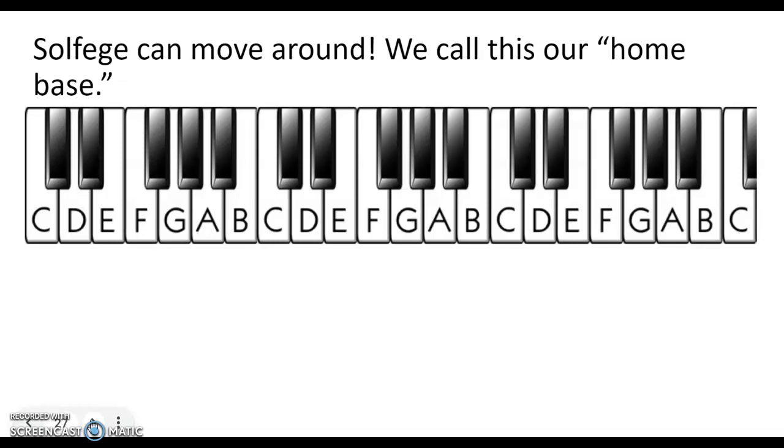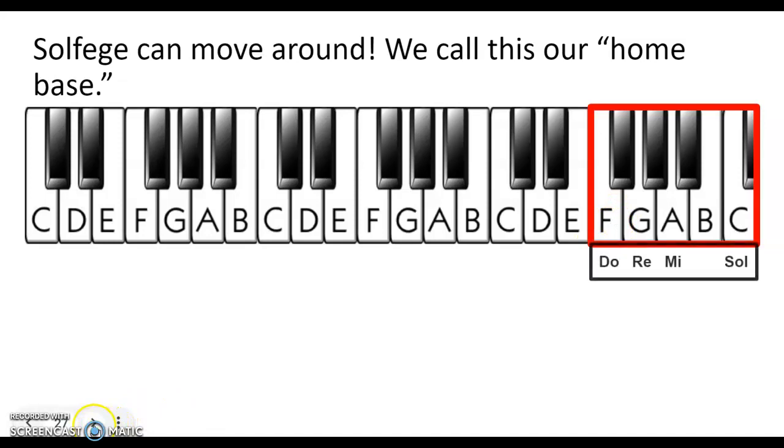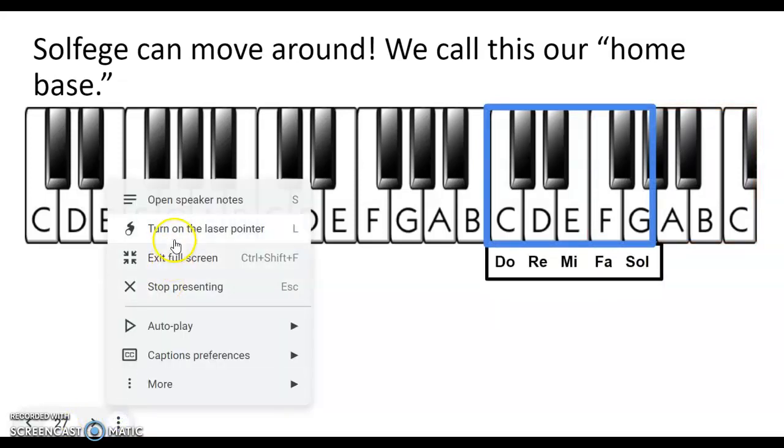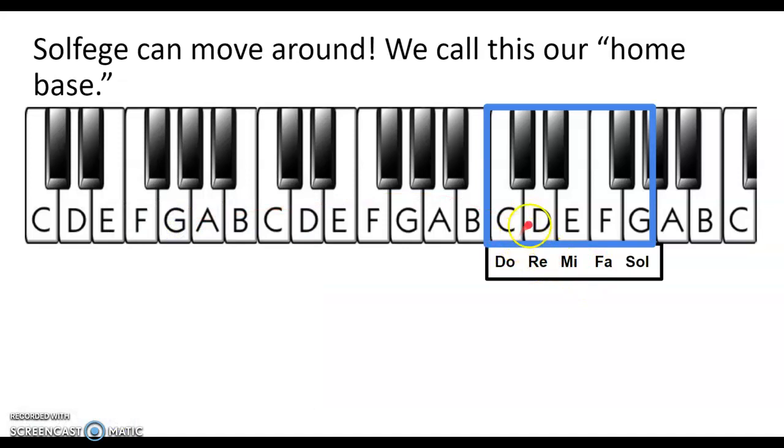Solfege can move around. Wherever we start, we call our home base, or do, right? So in our last unit, F was do. In this unit, we changed where do begins, and we started do on C. And so for us, in this unit, we had do, re, mi, fa, so, C, D, E, F, G.